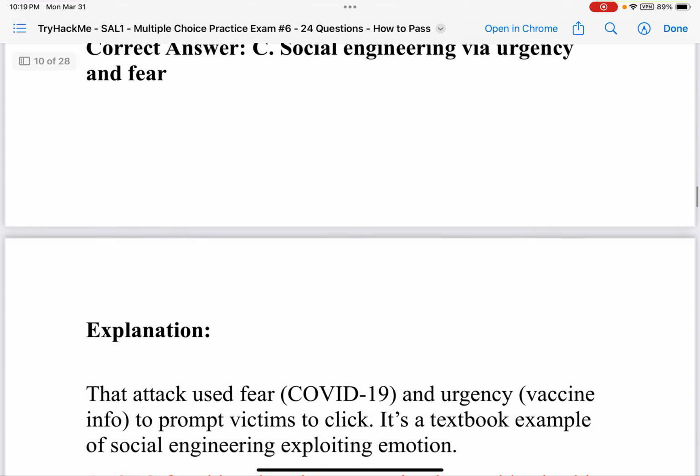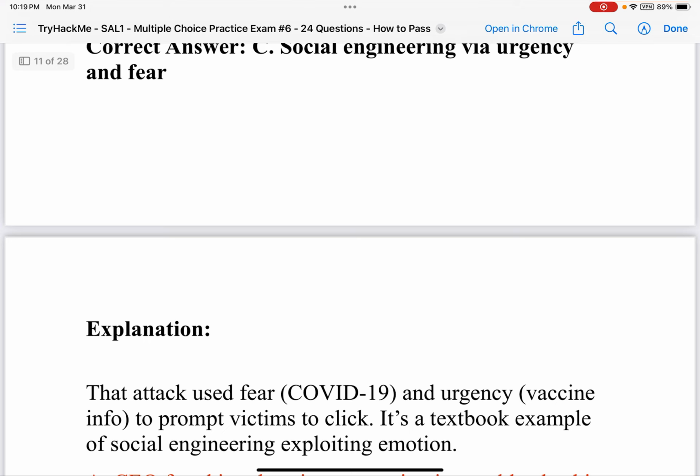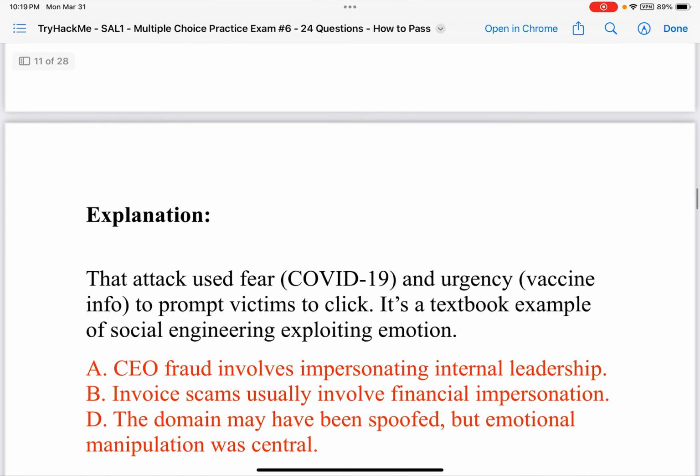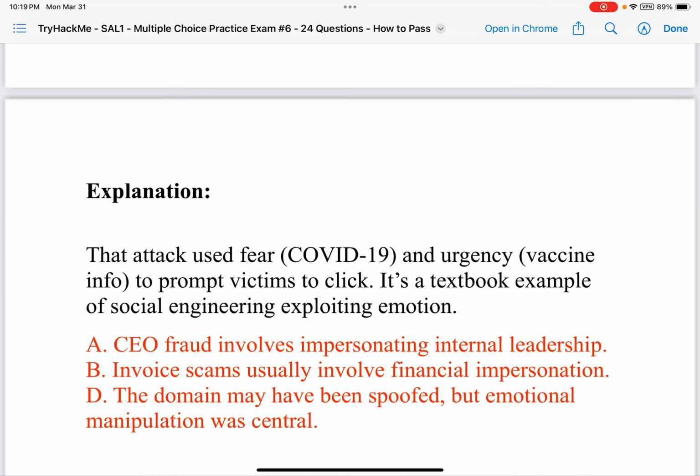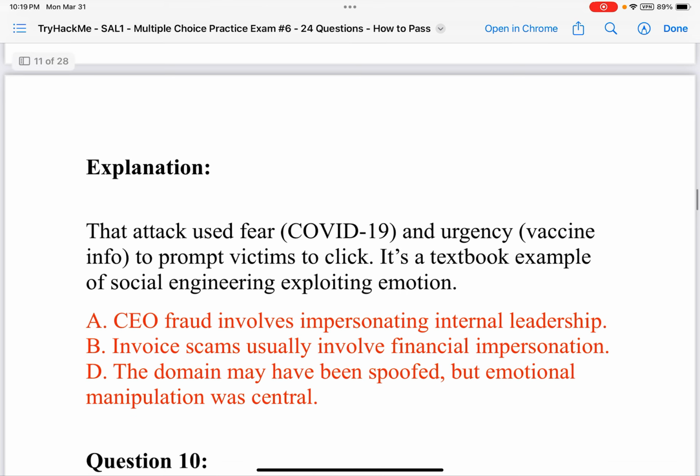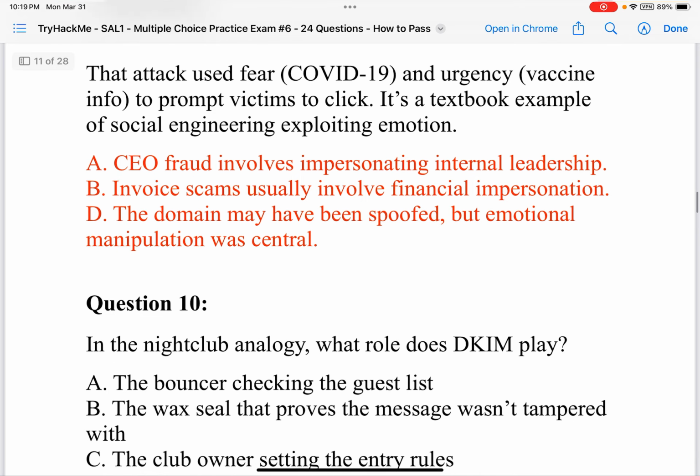The explanation: that attack used fear, COVID-19, and urgency, vaccine info, to prompt victims to click. It's a textbook example of social engineering exploiting emotion. And there's the red text, so you know what to do. Pause the video and read over why they're incorrect. Let's move on to question number 10.